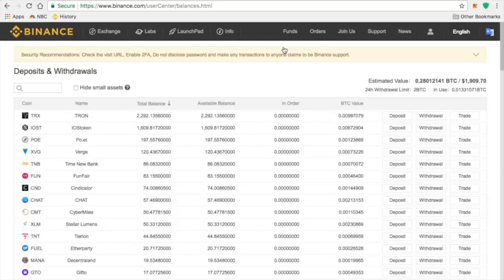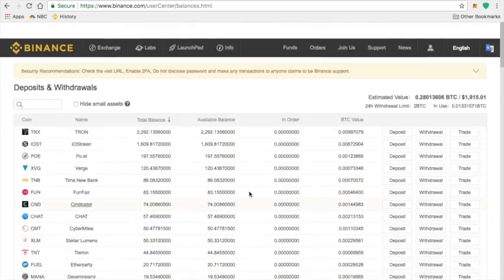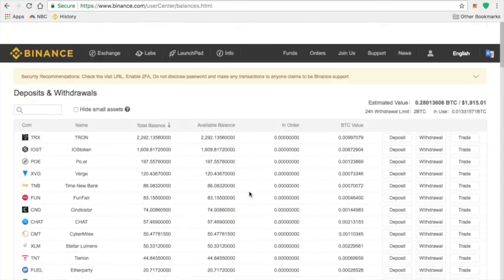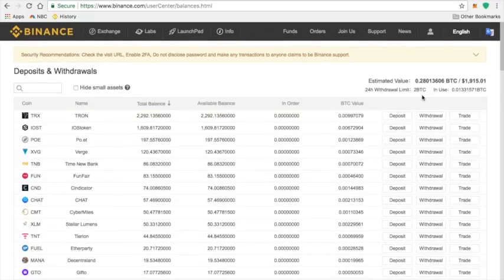When you go to balances in your funds, this will show you all the coins that you can get under Binance. So that shows you there. You'll have 3 tabs to your right. It's going to be deposit, withdraw, and trade.